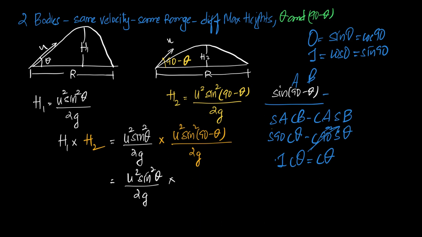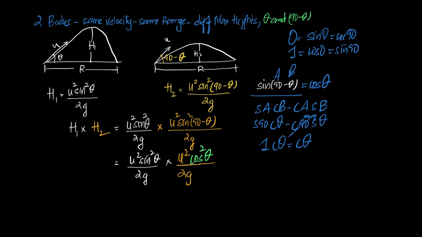So what is sine 90 minus theta equal to? It is equal to cos theta. So instead of u square sine square theta, u square sine square 90 minus theta, what can we write here? U square cos square theta. Okay.